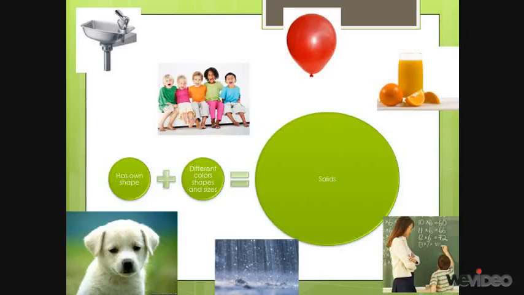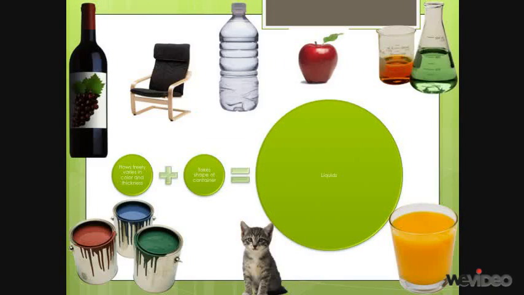Now there is a teacher in the corner. Is the teacher a solid, a liquid, or a gas? Yes, she is a solid because she has her own shape and takes up space. Next, you see that the raindrops are in the middle. Are the raindrops a solid, a liquid, or a gas? Correct, they are a liquid and they are flowing freely, which makes them not a solid. Next is the puppy. Yes, the puppy is a solid because it takes its own shape and has its own size and texture.